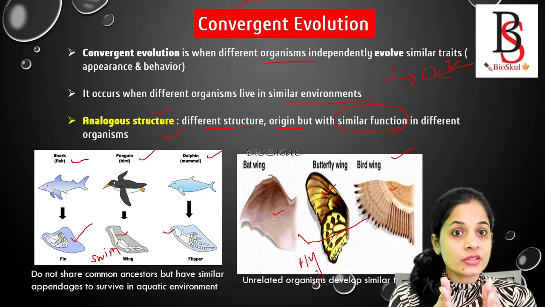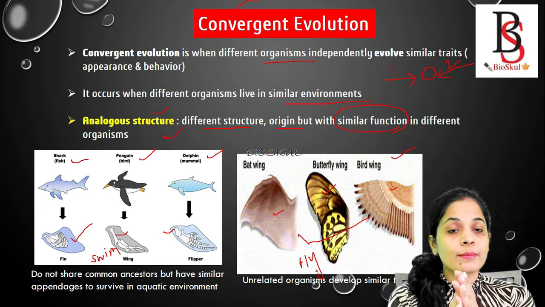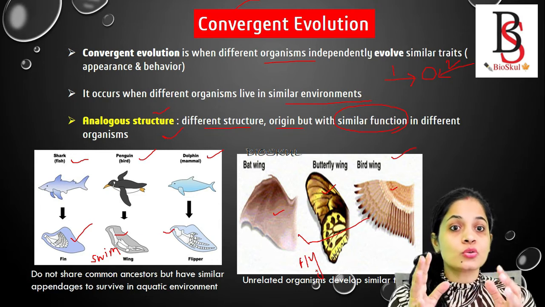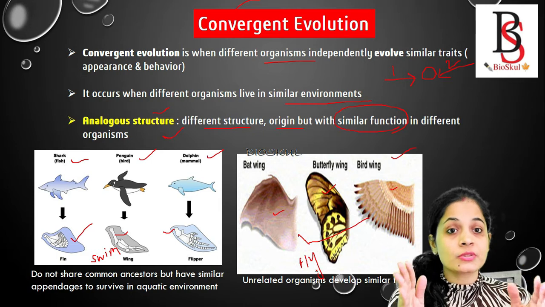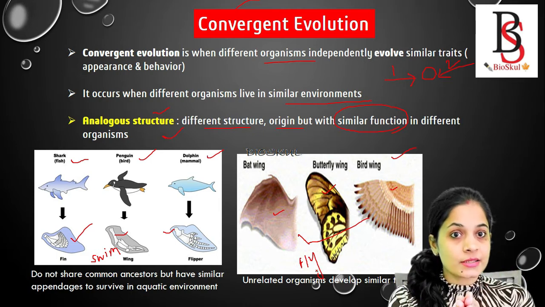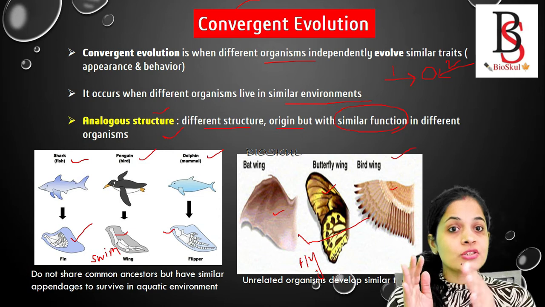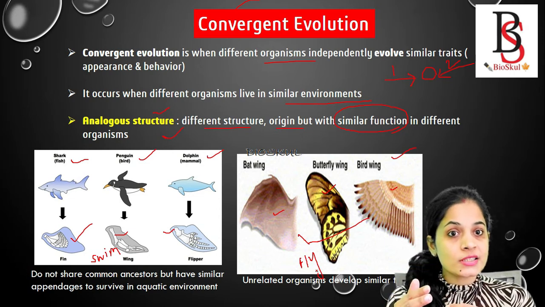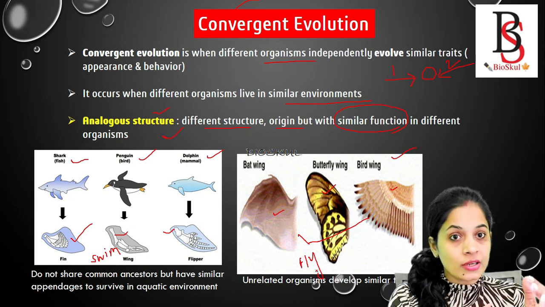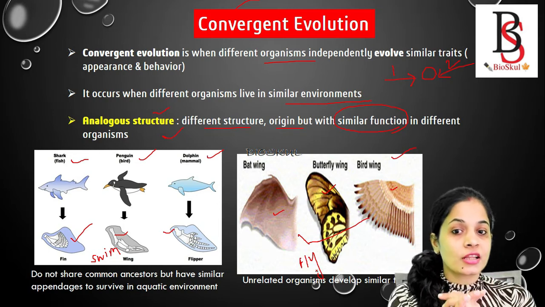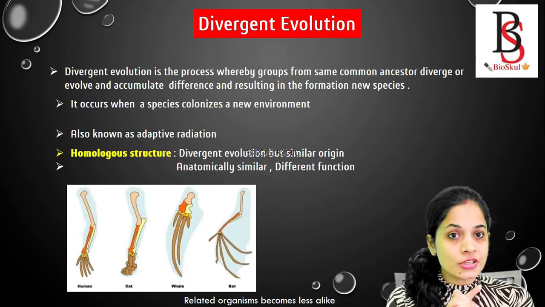So convergent evolution leads to the development of analogous structures. Convergent means when two different groups of organisms develop similar characteristics. And analogous structure means different structure and different origin in different organisms, but all of them have a similar function. That is known as the analogous structure, right?